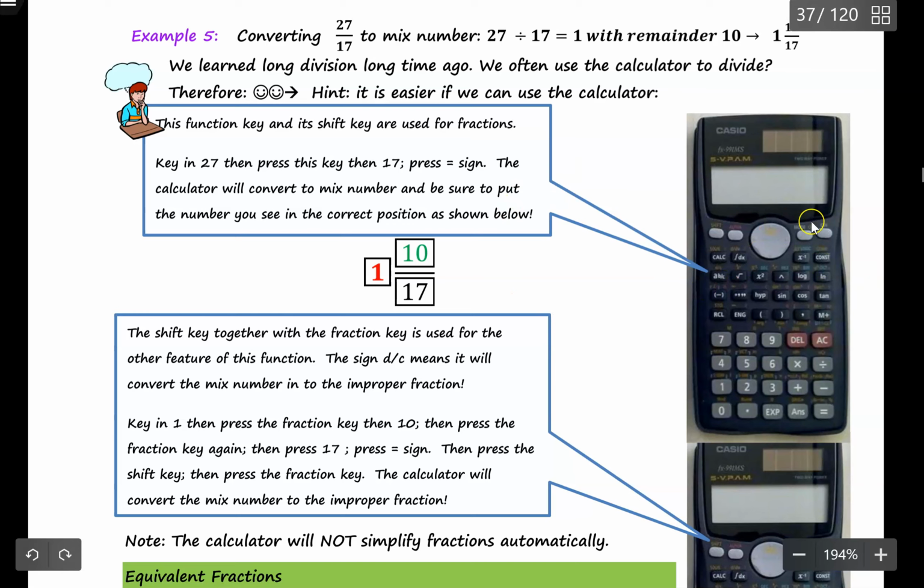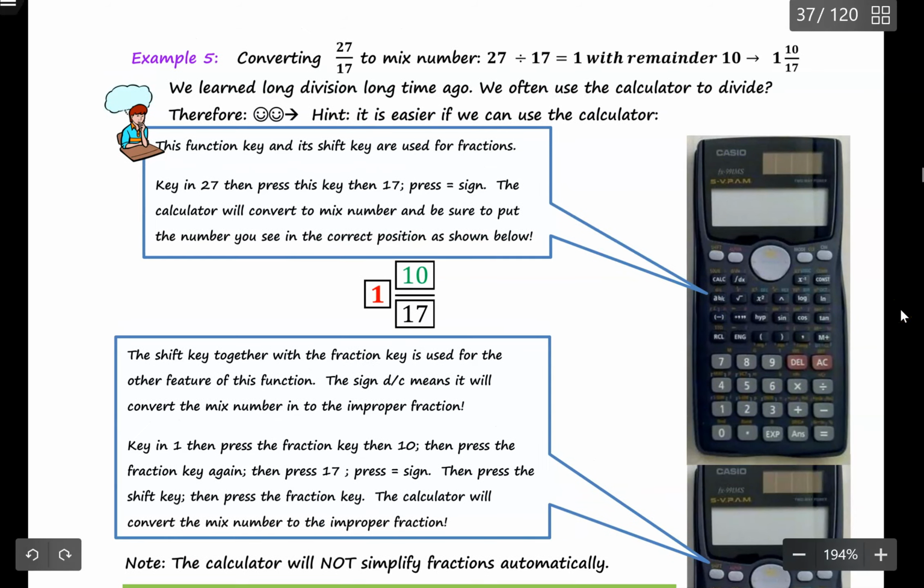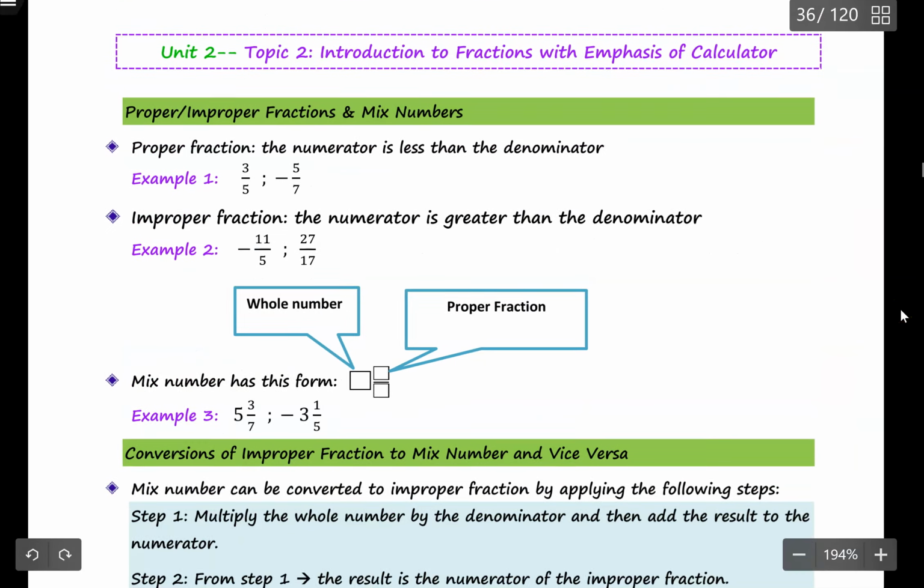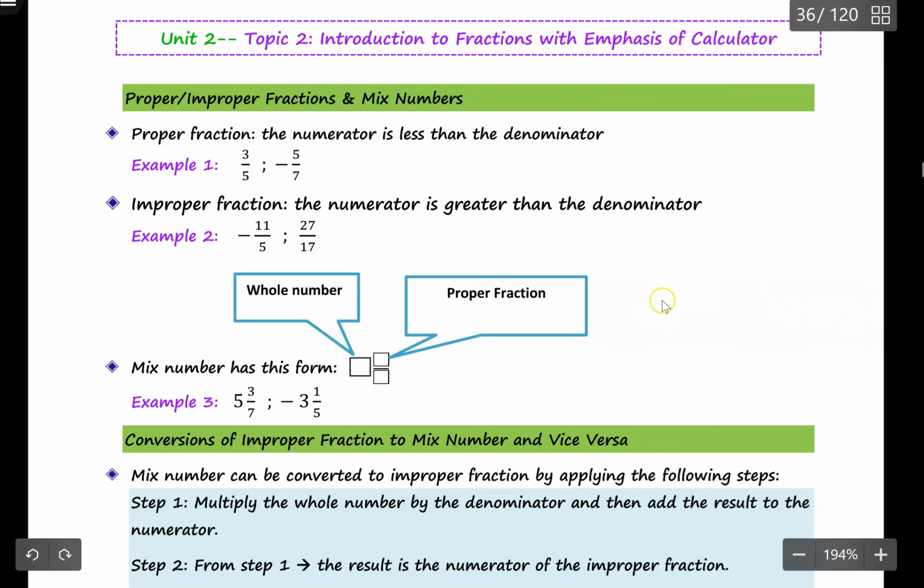And I believe that if you don't want to go with the Casio FX991MS, most calculators will have the fraction key as well. Alright, so the terminology for fractions involves improper fractions, proper fractions, and mixed numbers.